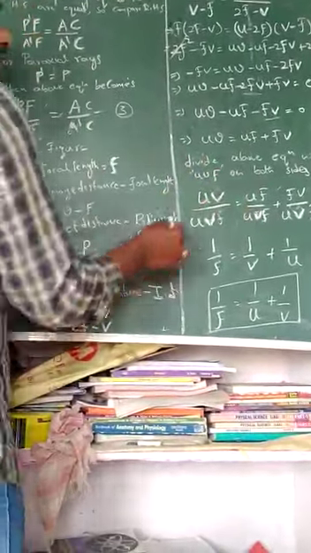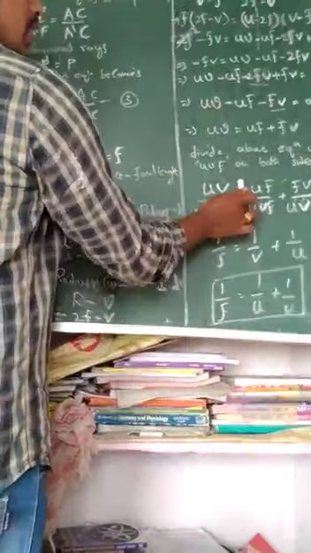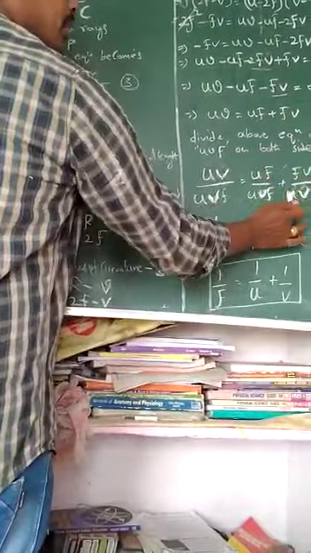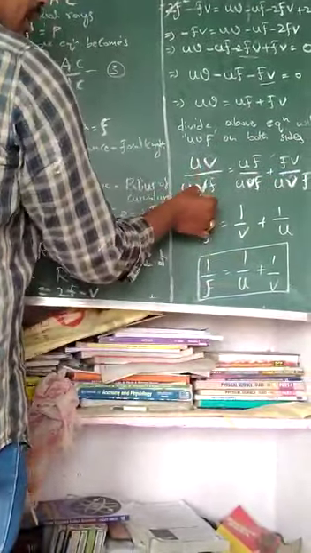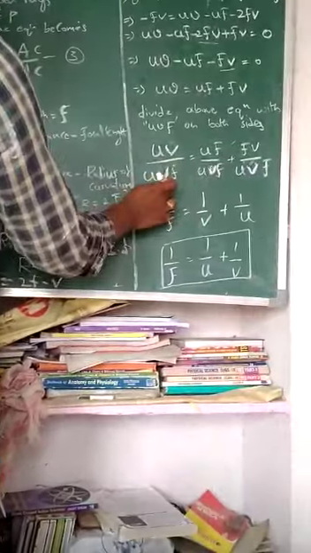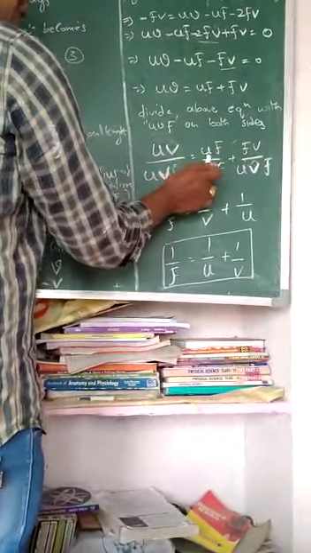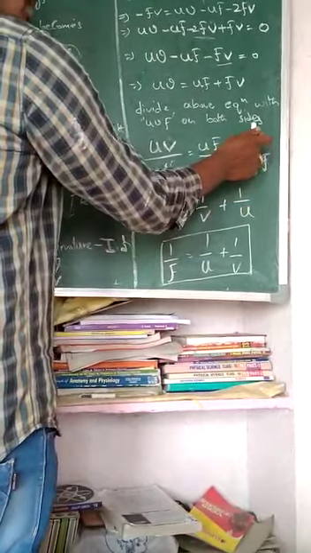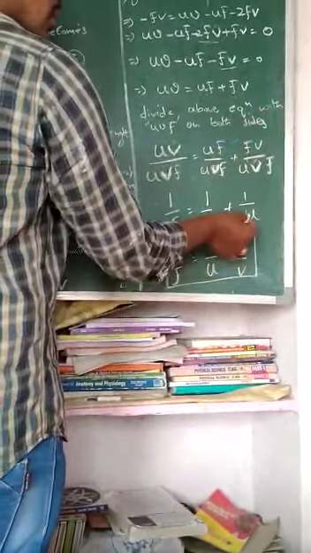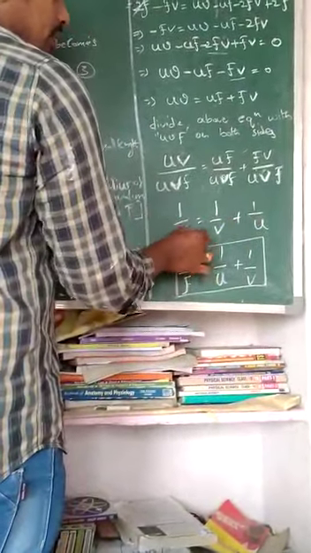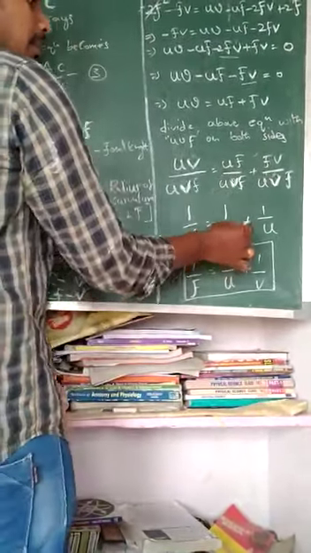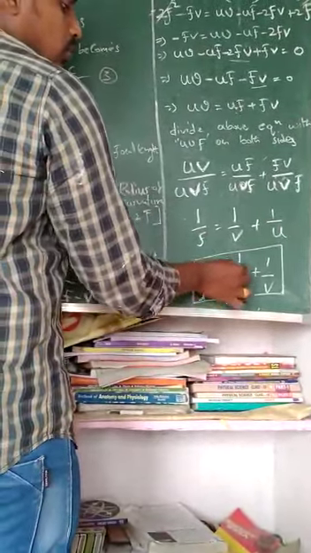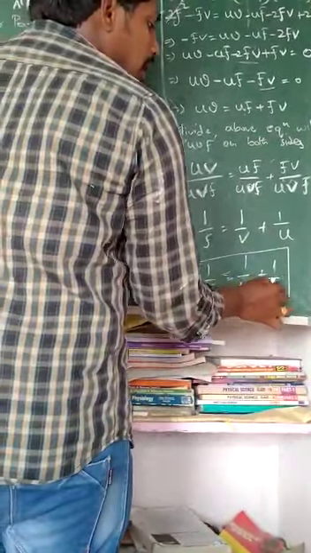So then the equation becomes uv by uvf equals uf by uvf plus fv by uvf. So uv gets cancelled, only 1 by f remaining, equals uf cancelled, only 1 by v remaining, plus f and v cancelled, only u remaining. So 1 by f equals 1 by v plus 1 by u. Or lastly, 1 by f equals 1 by u plus 1 by v.